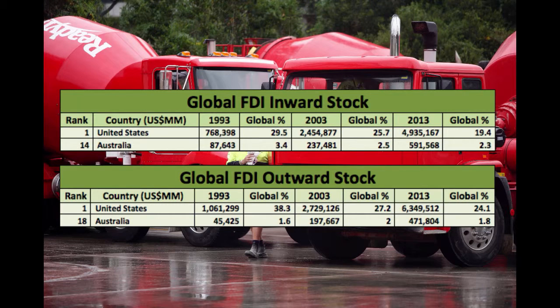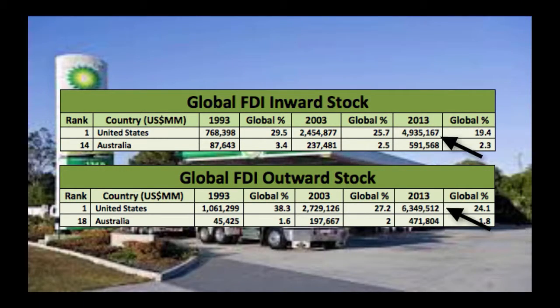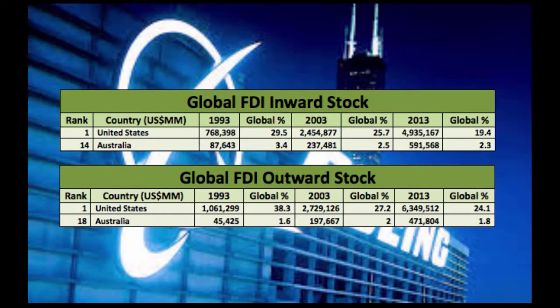Australia currently ranks 14th in global FDI inward stock with 592 billion US and 18th in global FDI outward stock with 471 billion US. While these numbers may be small compared to the almost 5 trillion US and 6.3 trillion US of inward and outward stock into and out of the United States, they still show the growing support for doing business in Australia with its close proximity to the growing markets in the Asia-Pacific region, the country's economically friendly business environment, and their participation in numerous trade unions.